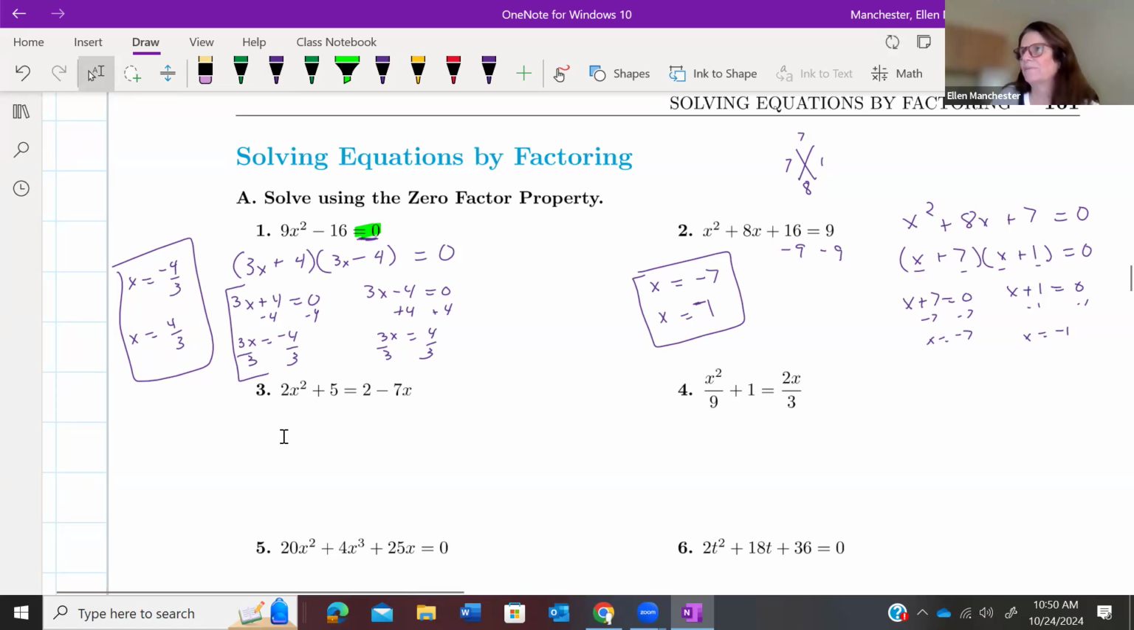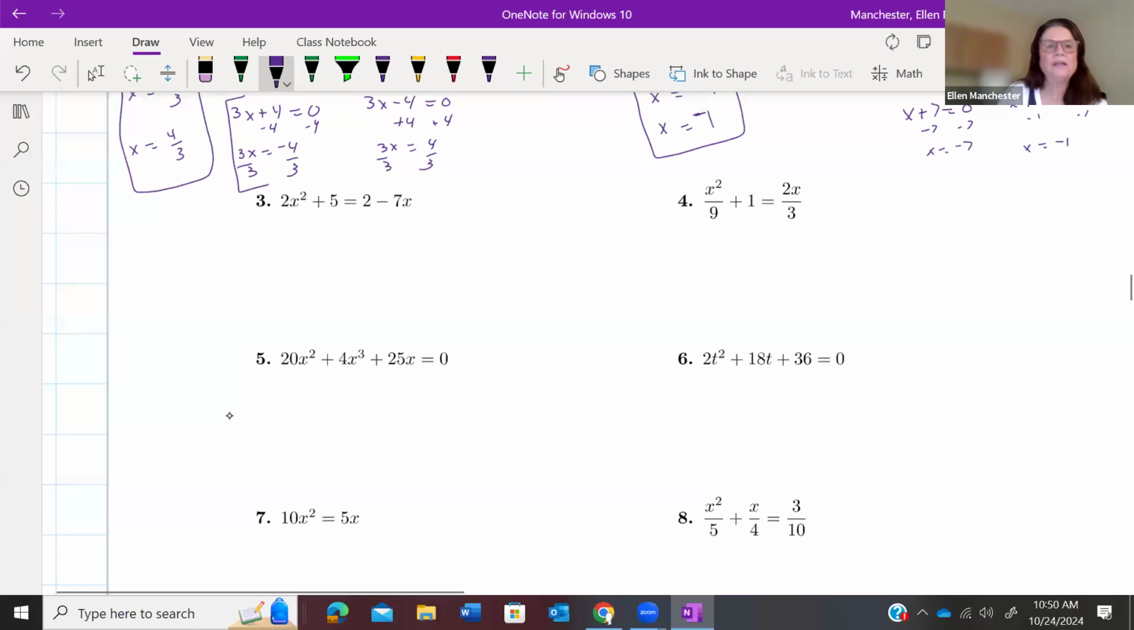Okay, so like on number 3, it equals 2 minus 7x. So I have to bring all of this over. I'm going to subtract 2 from the 5, and then I'm going to add 7x. So I end up with 2x squared plus 7x plus 3 equals 0. So I'm just moving everything to the left side.